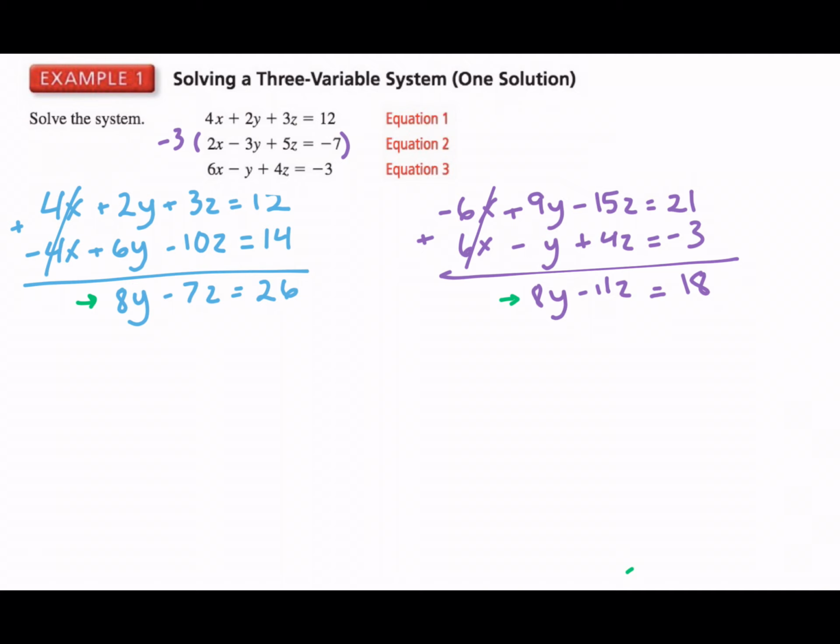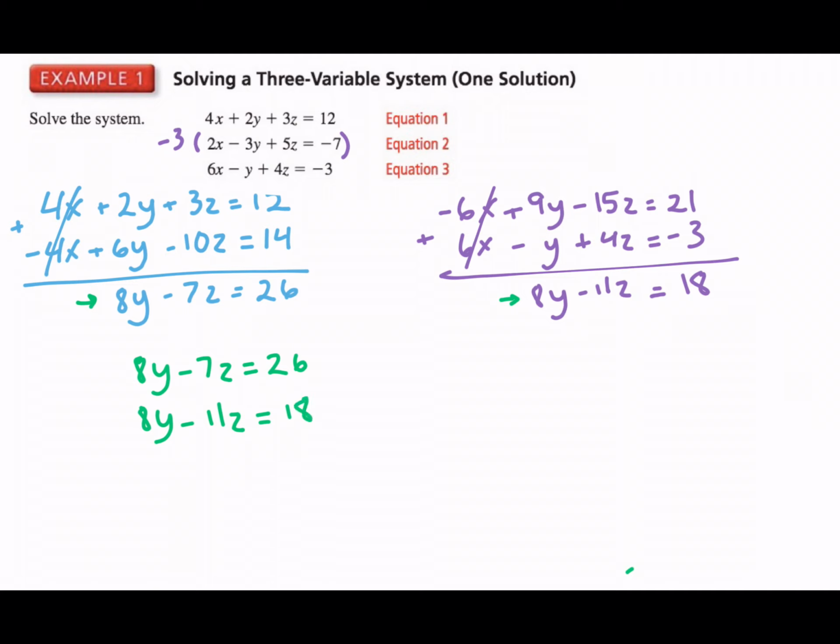So notice I have an 8y and an 8y in both equations. I want to cancel the y's out. I want to eliminate the y's. So I'm going to rewrite this. So this is 8y minus 7z equals 26. And then I have 8y minus 11z equals 18. So I want them to cancel.